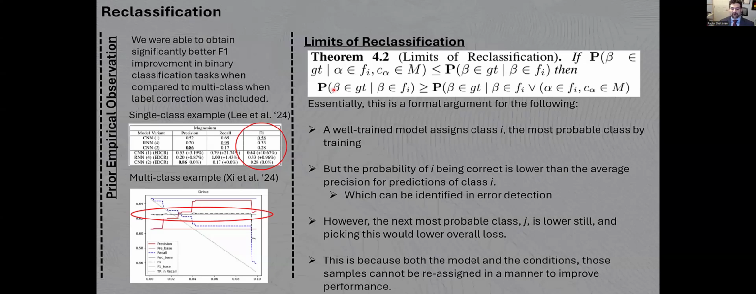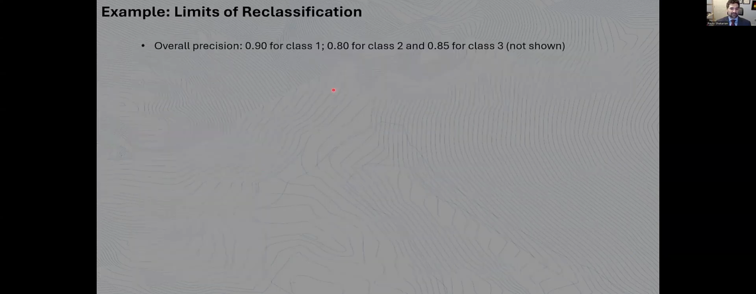And the reason for this is both the models and conditions cannot reassign those samples to new labels to improve performance. By both the conditions and the model, those samples are all identical. And we'll show a little graphic on this next.